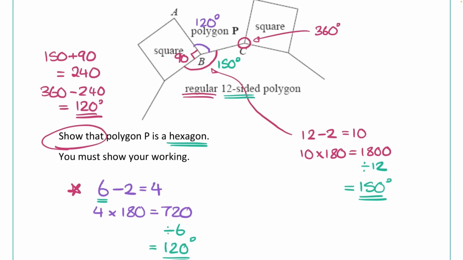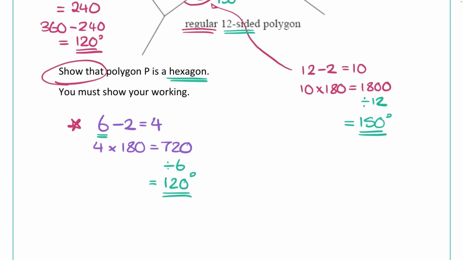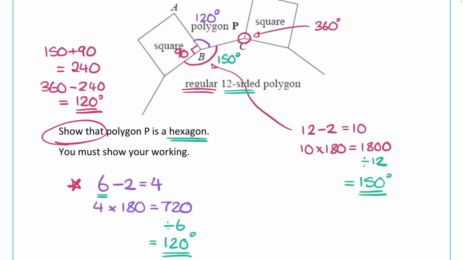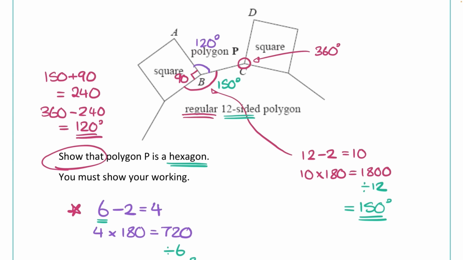So the gap was 120, and then we finished it off by looking at the interior angle in a hexagon and matching it up and showing that it's 120. So there we go. That is for a regular polygon.